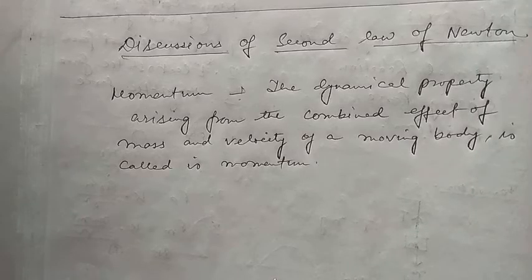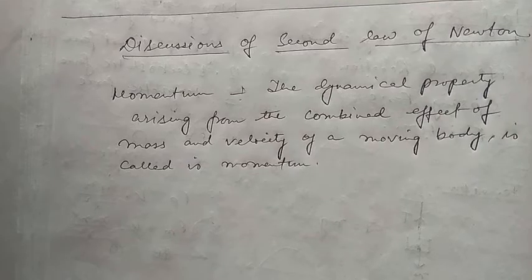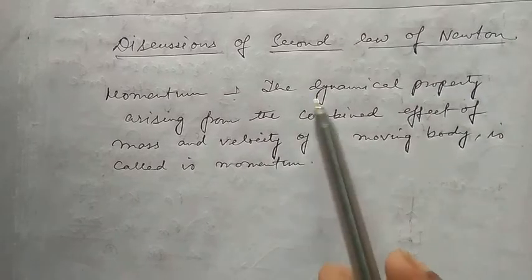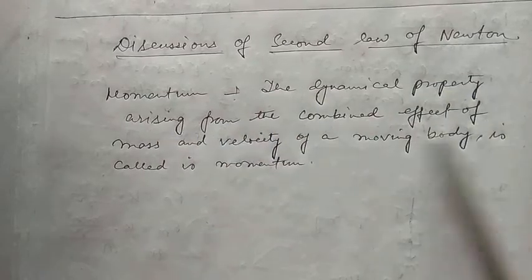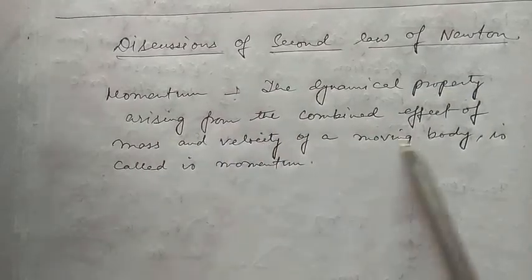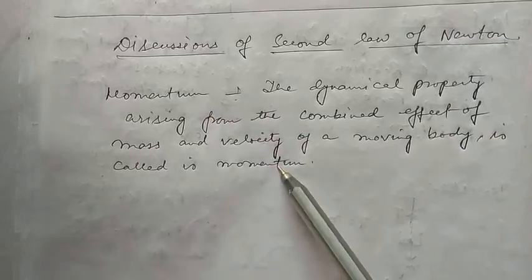In this video we are going to discuss the second law of Newton. Now in the statement of the second law, as you all know, there is a term called momentum. What is the definition of momentum? The dynamical property arising from the combined effect of mass and velocity of a moving body is called its momentum.